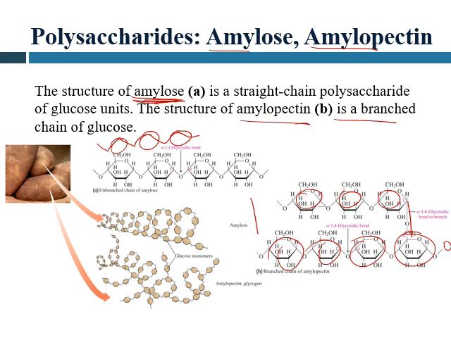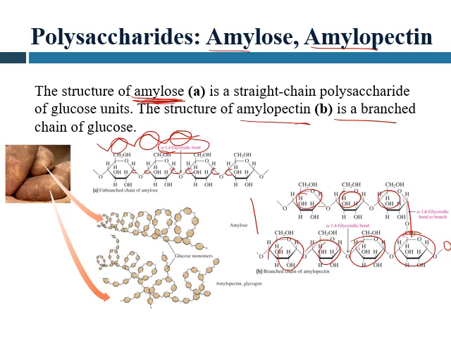Again, what you need to remember here is that they are polysaccharides. What is the sugar that is involved? It's glucose. And what is the type of bond that is involved in each? Amylose has alpha 1,4, alpha 1,4 bonds. When they are all alpha 1,4, they make amylose.